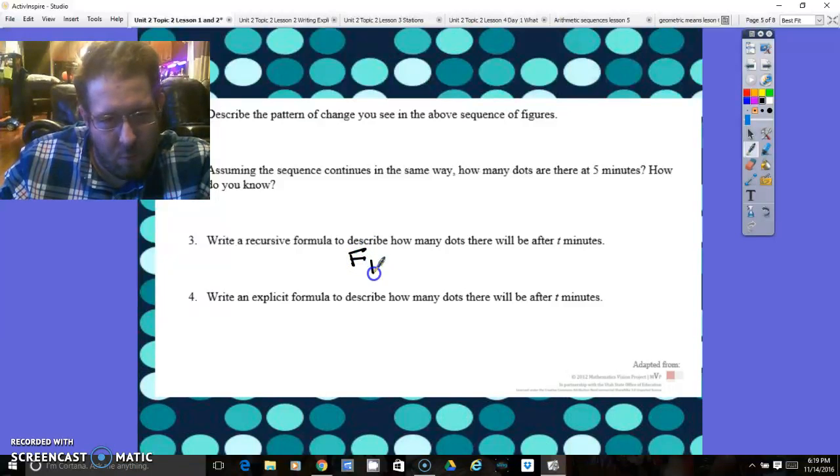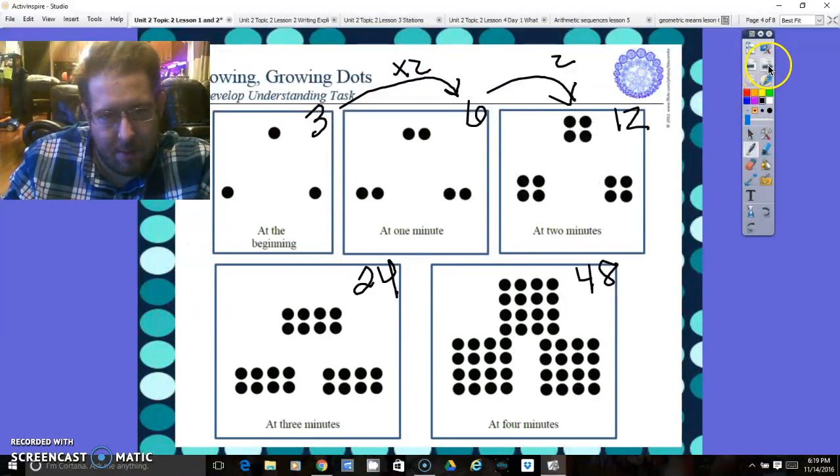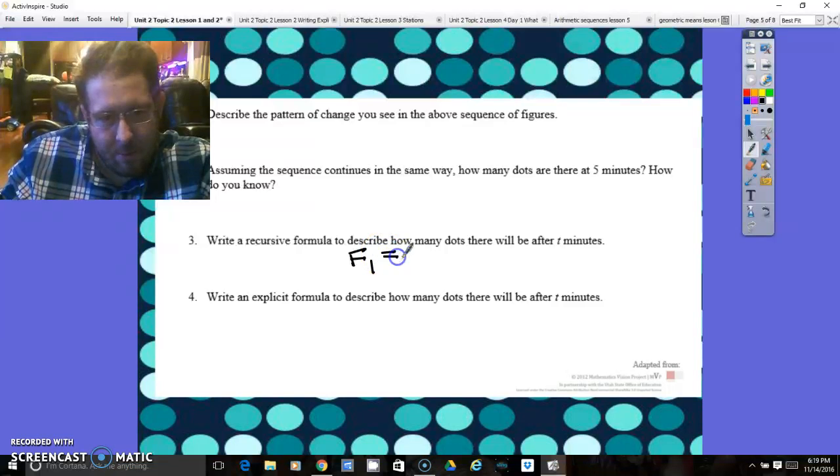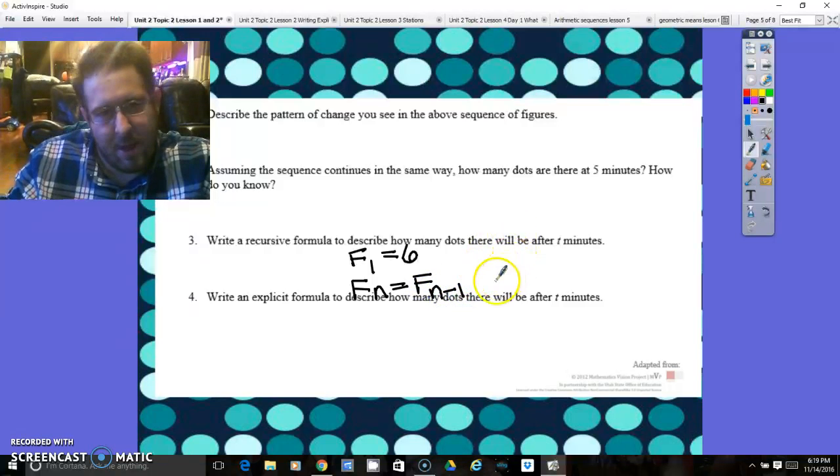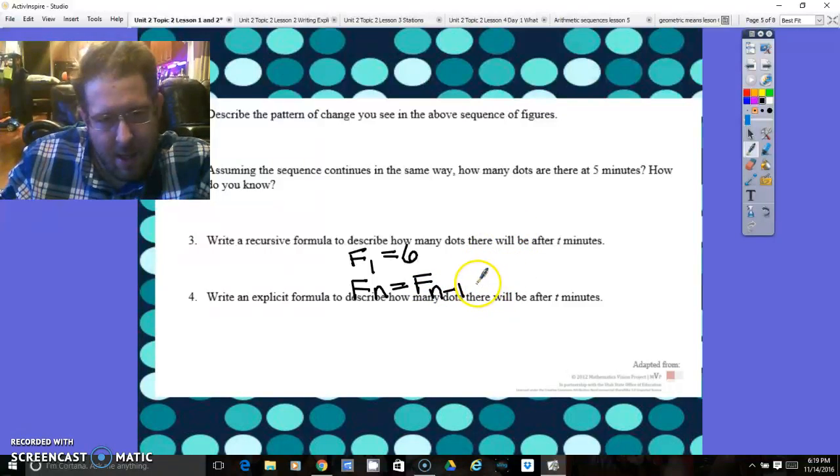So f of 1 was, I forgot how many dots, 6. There were 6 dots in the first minute. Not the 0th minute, the first minute. There's a difference. So f of n, I'm going to use subscript notation, is equal to f sub n minus 1.